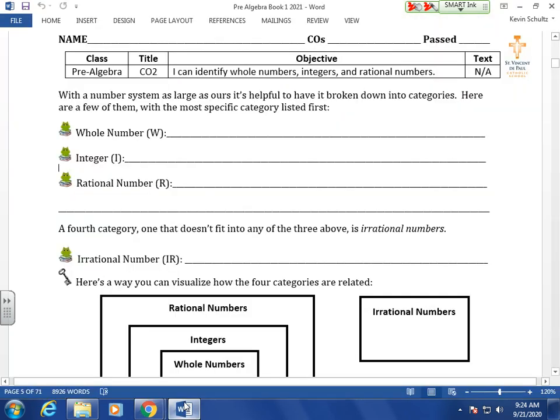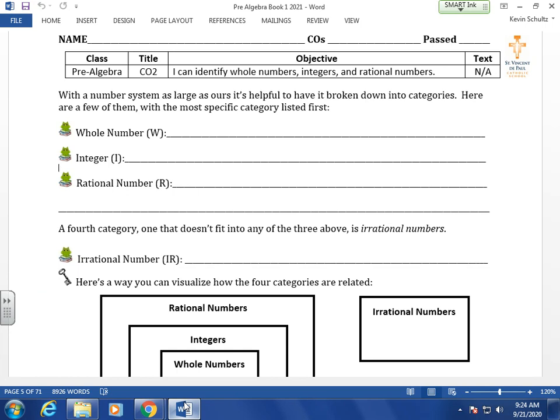Hello and good day. Today in Pre-Algebra we'll be going over CO2, which is basically expansive of what we talked about in CO1. In CO1 we classified numbers as rational or irrational. It turns out that the rational number set has more to it. They are called whole numbers and integers. Kind of break it down even further here.